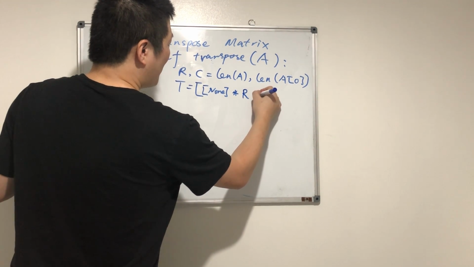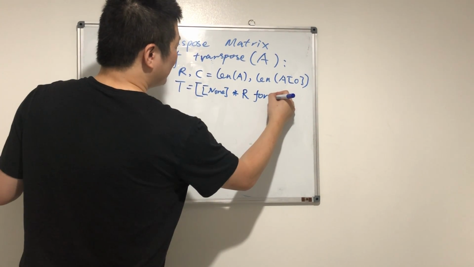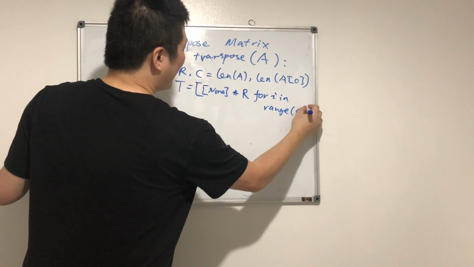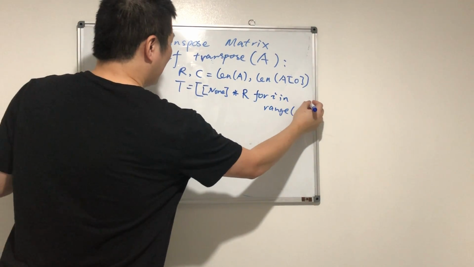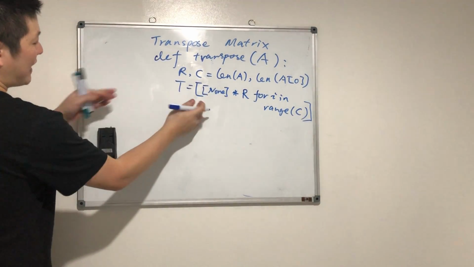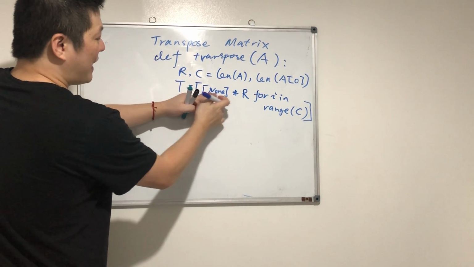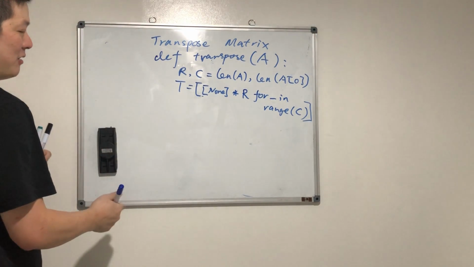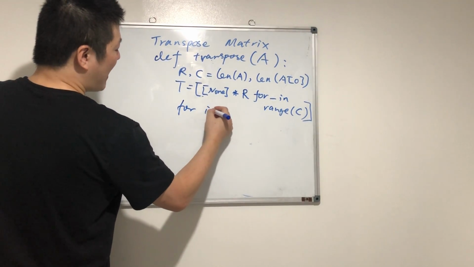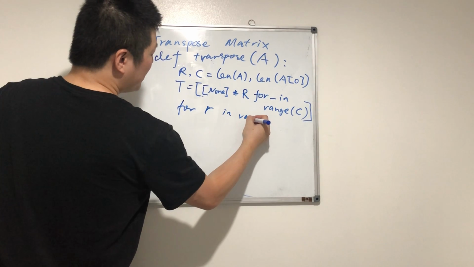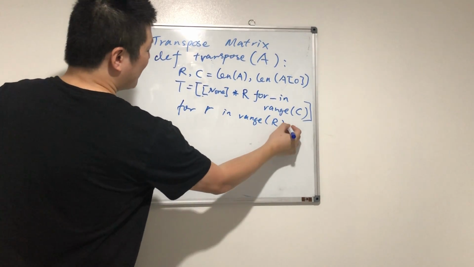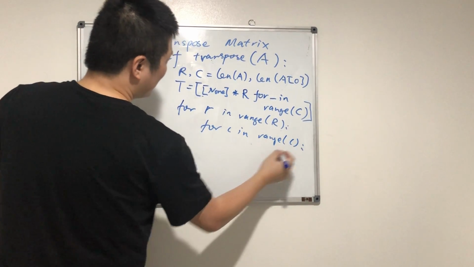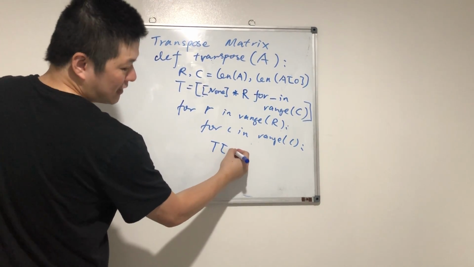And then for I in range C. Yeah, that should be C, the column. This means that I create a new matrix filled with None, but with R columns and C rows. So you don't need the I, you just put an underscore. And then for small r in range R, for c in range C. And then T, look, this is transpose.